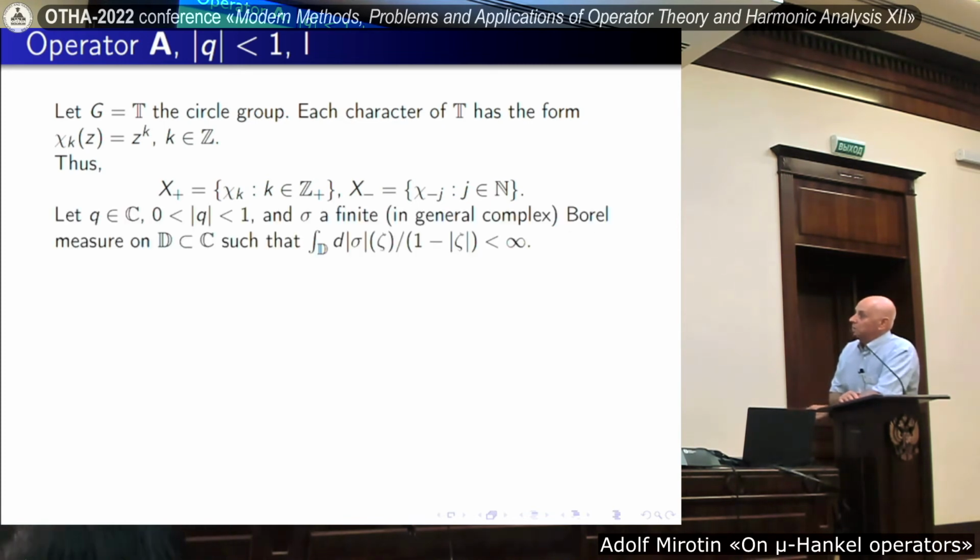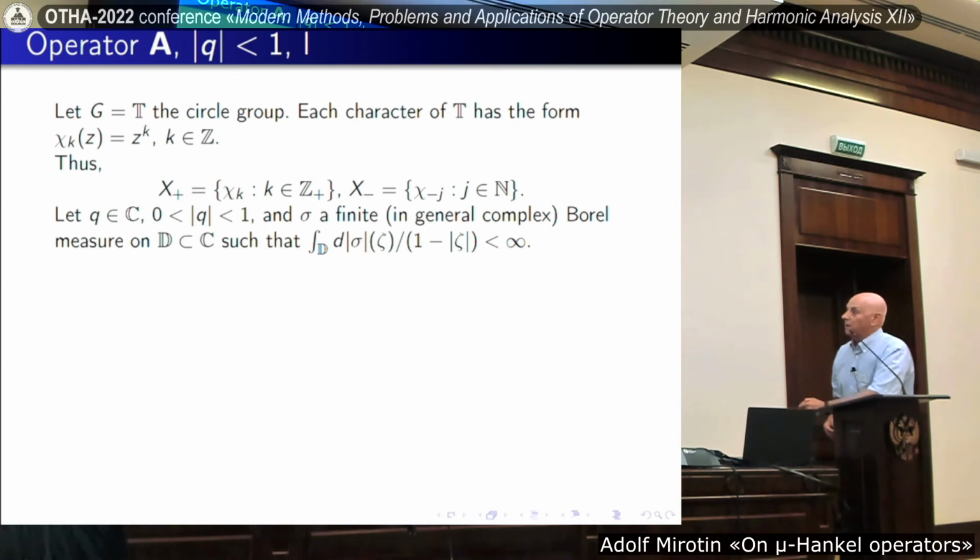And we assume that q is a complex parameter. I recall that in the example of the operator A in the beginning of the talk, q was some complex parameter whose absolute value is strictly less than 1. Sigma is some finite, in general complex, measure on the open disk D in the complex plane. And we assume the following condition on the boundary behavior of the measure sigma: the next integral should be finite.